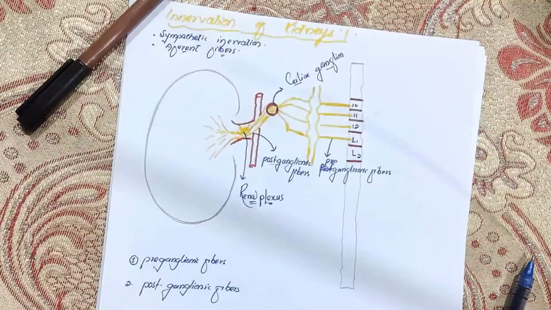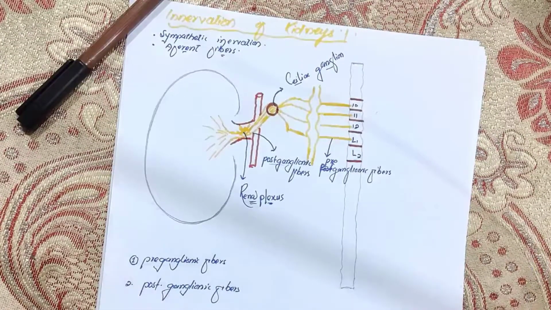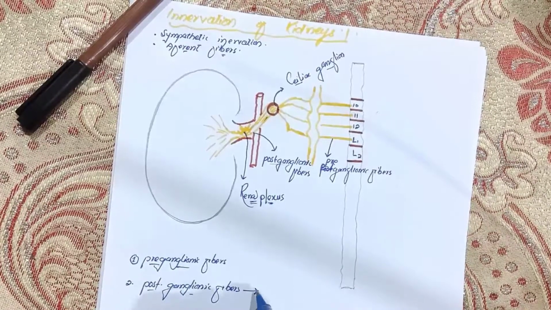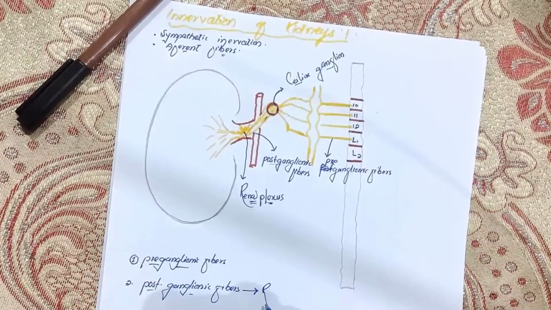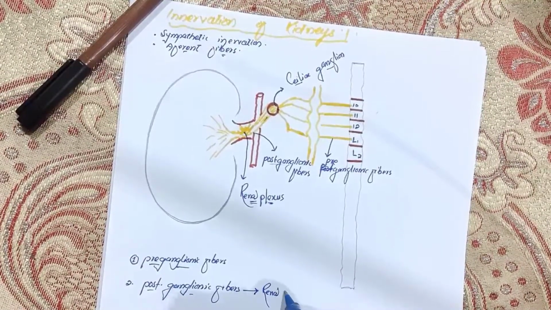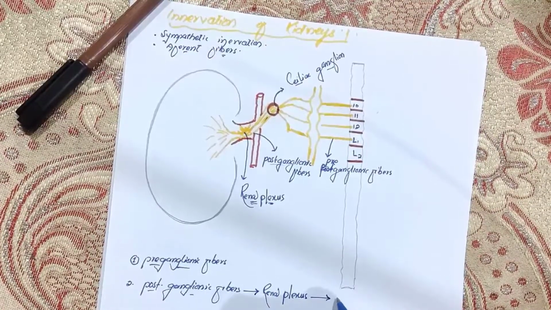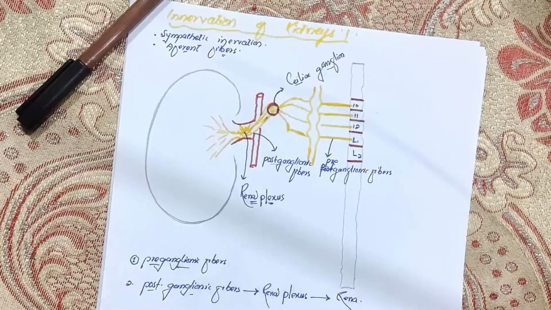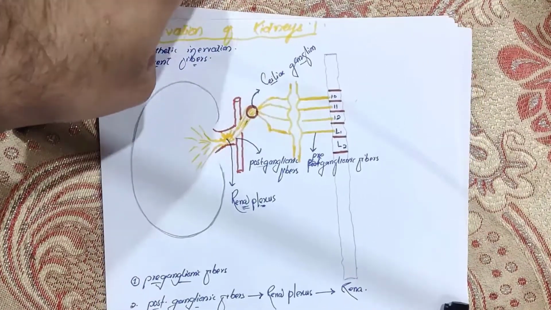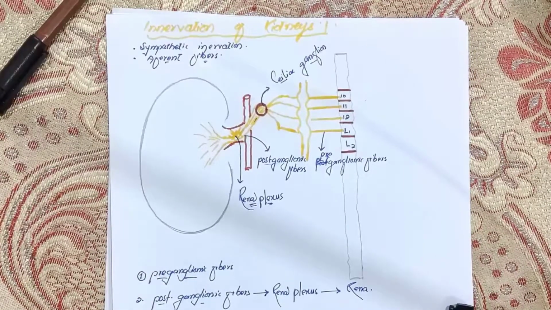I hope you are understanding everything clearly. Now from postganglionic fibers, which fibers arise? The renal plexus, and from the renal plexus, they supply the renal nerves to your kidney.